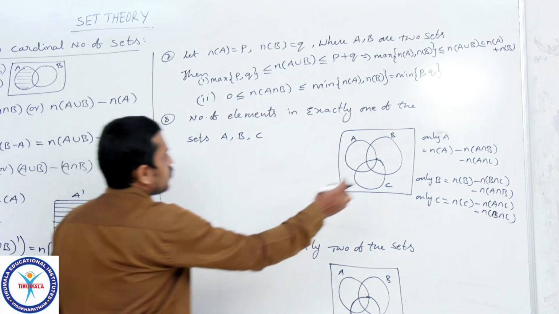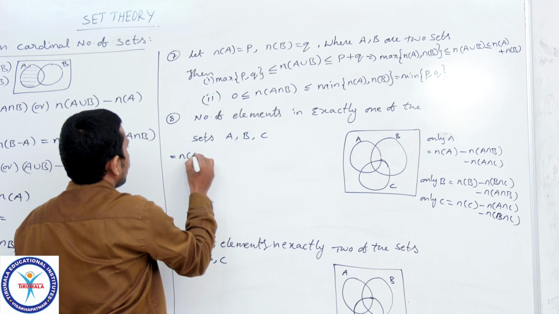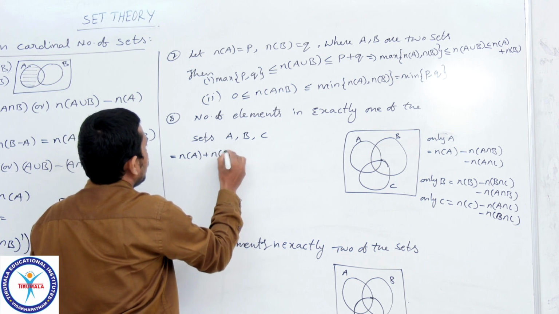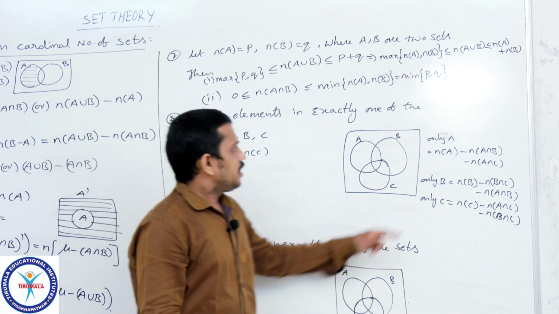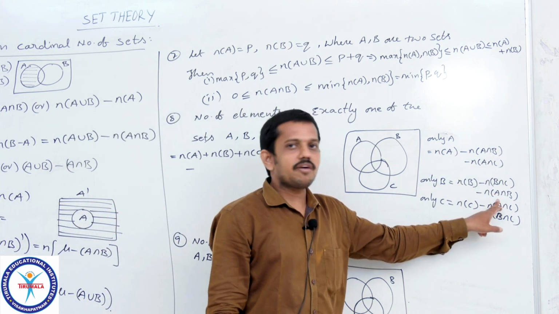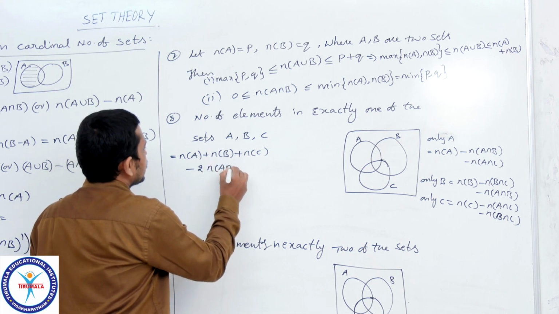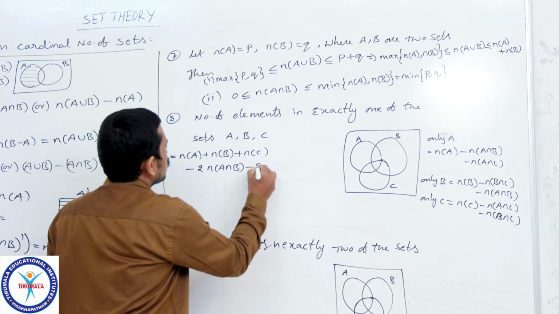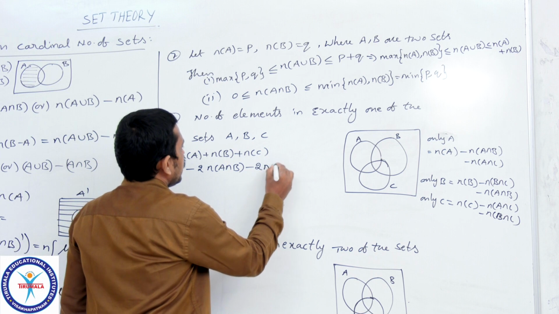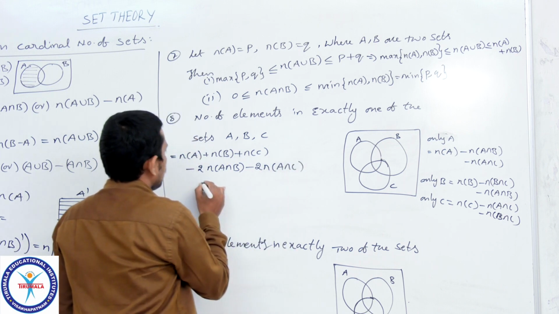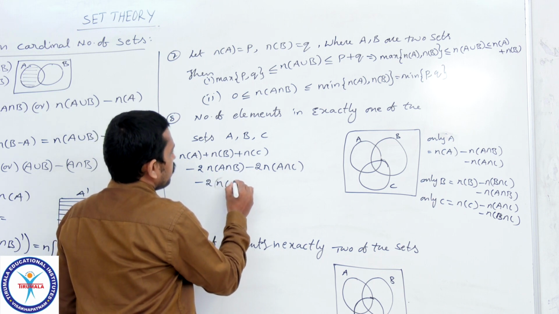Then this is equal to n of A plus n of B plus n of C, minus here n of A intersection B, here also n of A intersection B, minus 2 into number of elements in A intersection B. Similarly, minus 2 into number of elements in A intersection C, minus 2 into number of elements in B intersection C.